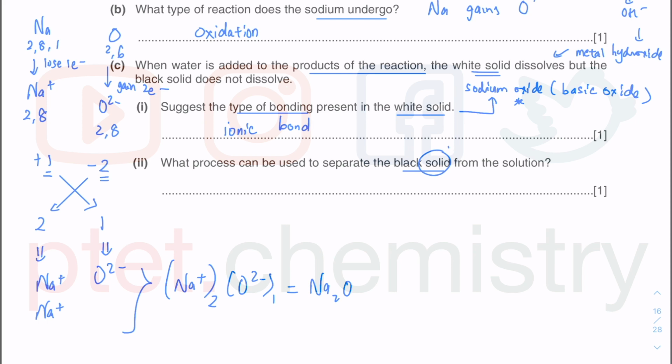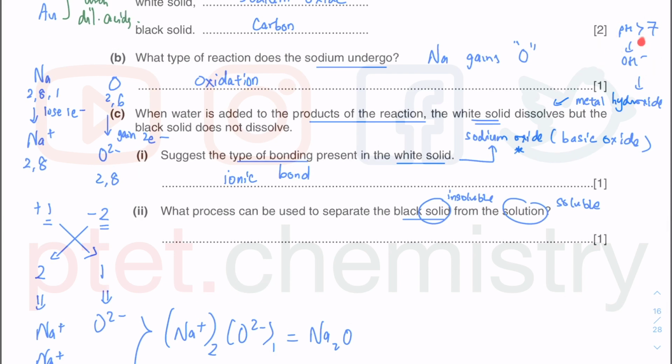Now what can we do to separate the black solid? The solid is insoluble, whereas you have a solution, which is soluble, because this thing can dissolve in water to give you metal hydroxide, which, in solution, has pH greater than 7, is alkaline. Just like the previous bit of the question, this is called filtration. So we can filter off the solid, which is insoluble, from the solution.